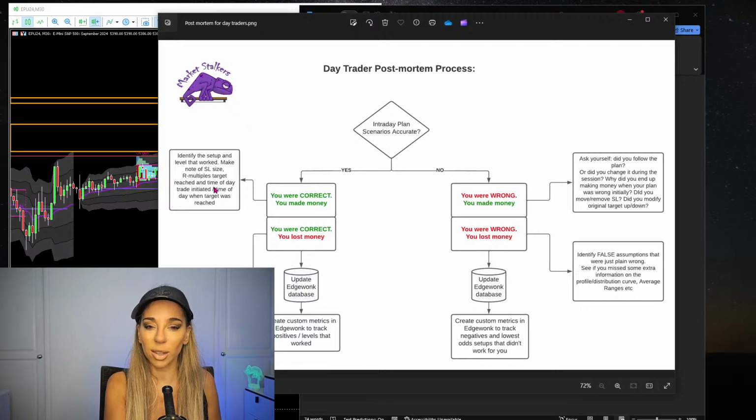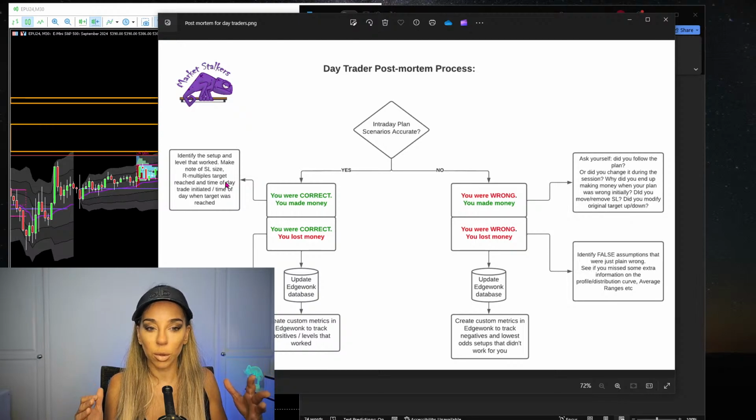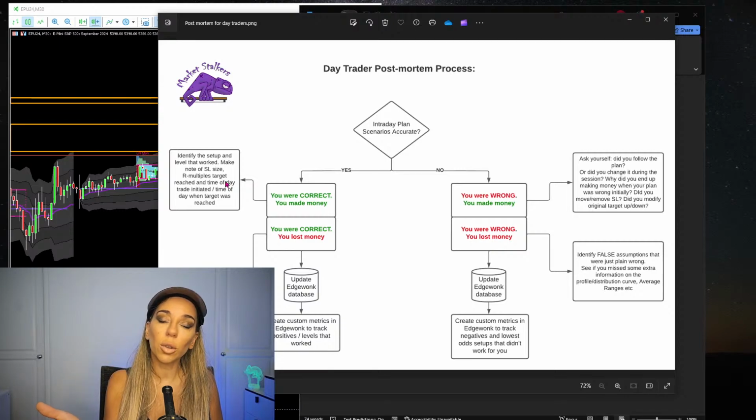That's one thing that people forget about. They're like, I don't know, I just traded. But the time of day is really, really important. A lot of the markets that we trade have underlying mechanics in them. And if you know the time of day when your trades are initiated, you can avoid all the other nonsense that you were doing before that time of day.